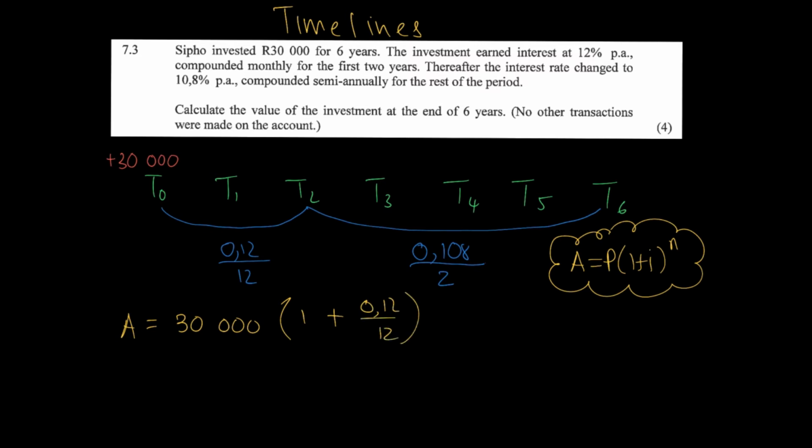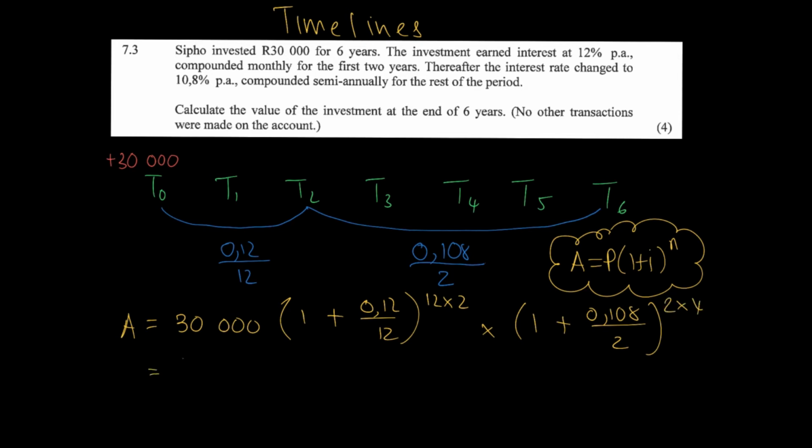And now we need to work out the value of n. It's compounded monthly for a period of 2 years before it changes. So we must say 12 times 2 because it will be compounded 24 times overall in this period. Then additionally, this money stays in the account and it continues to grow at a new interest rate. So we would write that as the bracket 1 plus 0.108 compounded twice yearly. And how long is this money in the account for? For 4 years, from T2 to T6. So we would say 2 times 4.